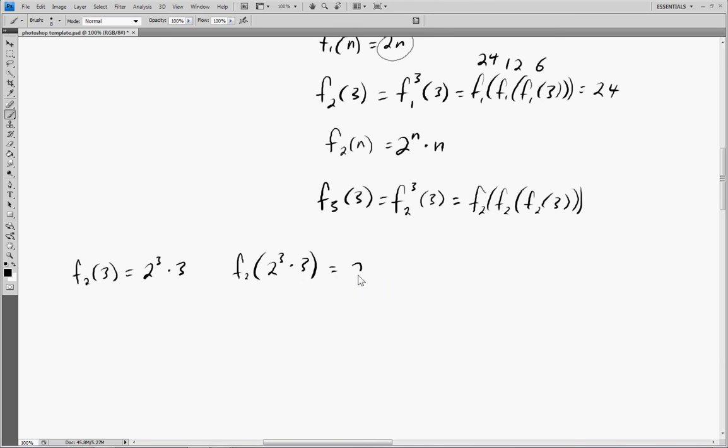So that's going to equal 2 to the power of, in this case, n is going to be this whole thing right here. So 2 to the power of 2 to the power of 3 times 3 times n, which is this also, 2 to the power of 3 times 3. That's going to be this part right here. And we still have one f sub 2 function we have to do to that. So f sub 2 of this here, I'm just going to put an arrow saying, I don't want to write that out again, of that is going to equal 2 to the power of this whole thing right here.